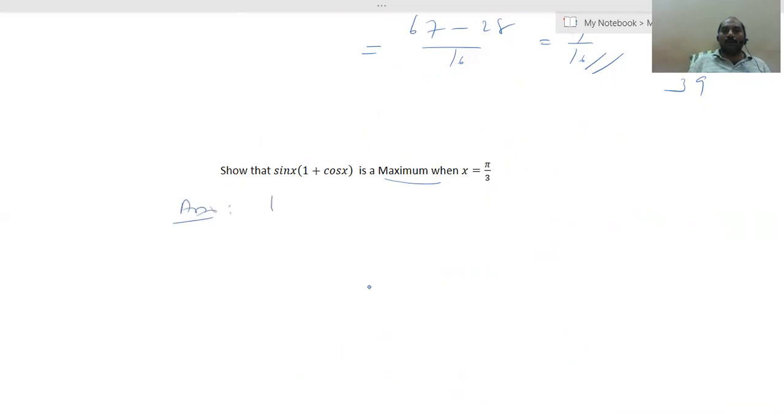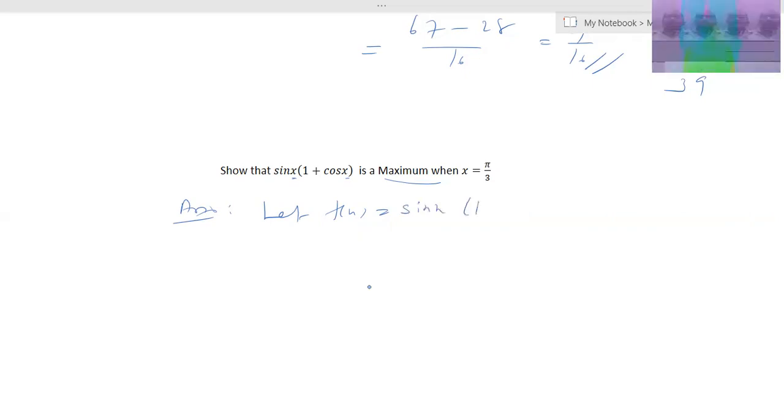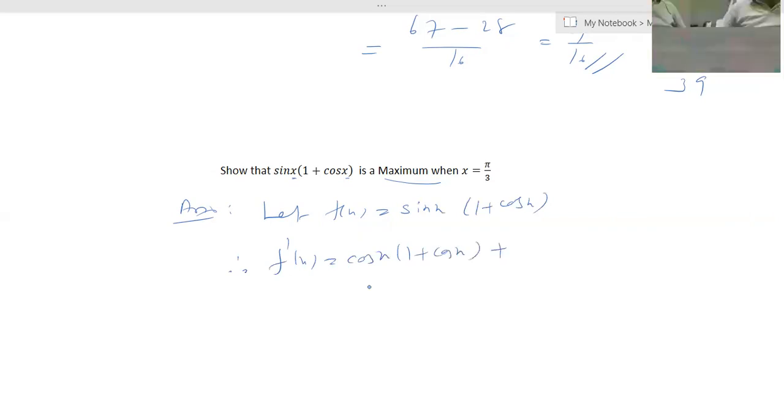First step, let f of x equal to the given function. You always take the given function. Here you observe that it is a function of x, therefore we take it as f of x. If it is a function of theta, we take f of theta. f of x equal to sin x times 1 plus cos x. Second step, immediately you find the derivative. The derivative of the function f of x is, therefore, f dash x by the UV rule: first function derivative into second function plus first function into derivative of second function, which means cos x times 1 plus cos x plus sin x times minus sin x.